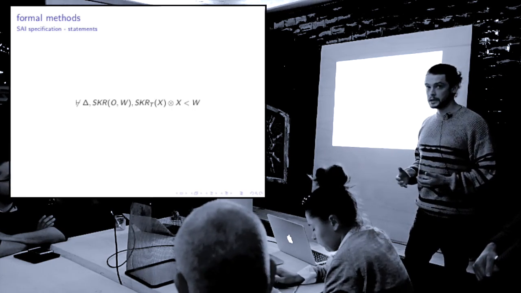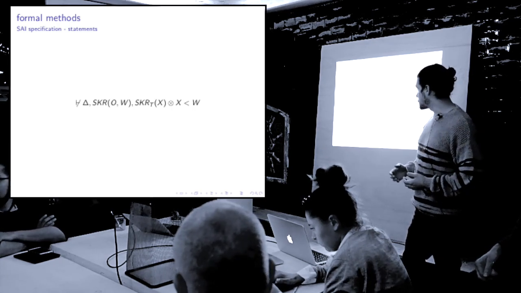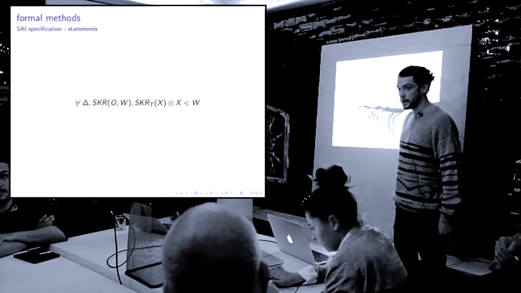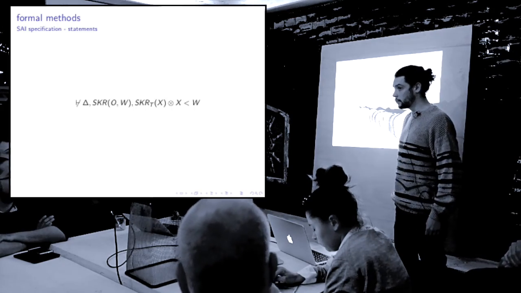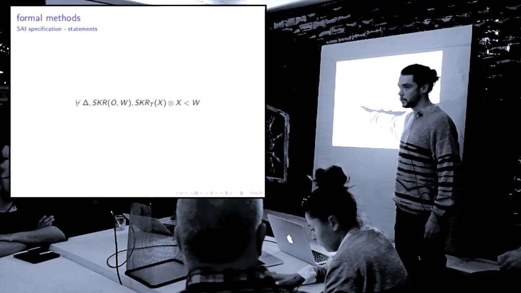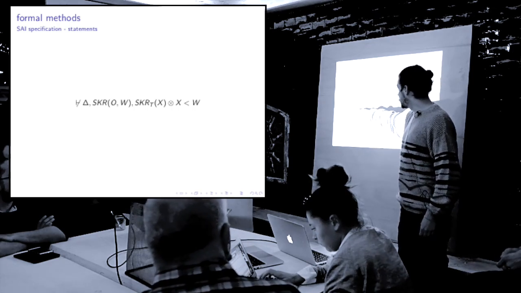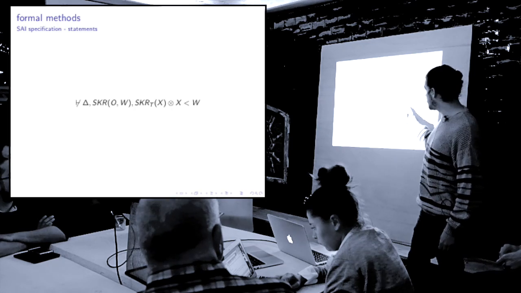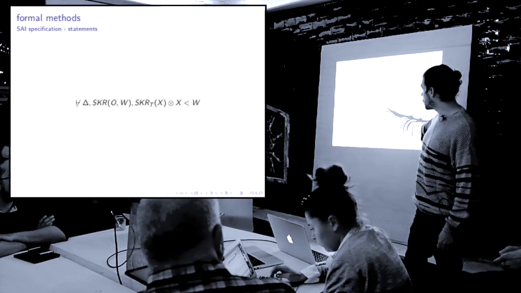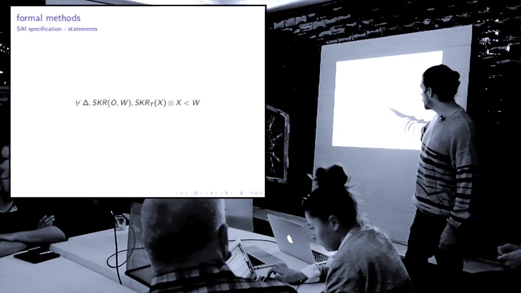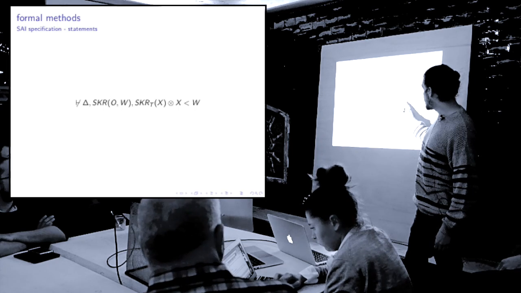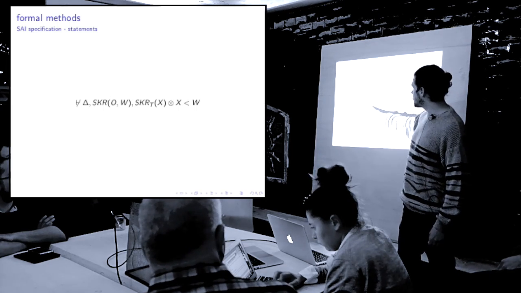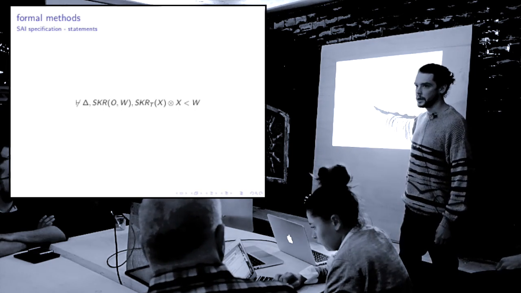Once we have done it, we can make actual formal statements and look for proofs. So this thing actually means we have a proof, and this means we don't have a proof, so it's crossed out. And we don't have a proof of a state which looks like this. And this statement means that the total SKR is less than some W, and some W is the SKR owned by a user.